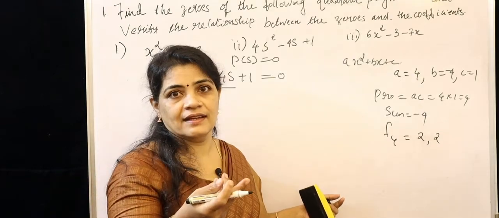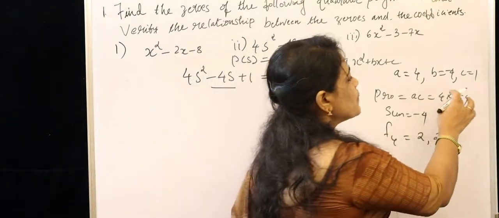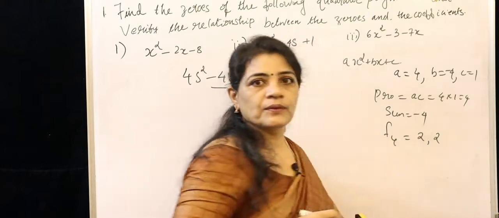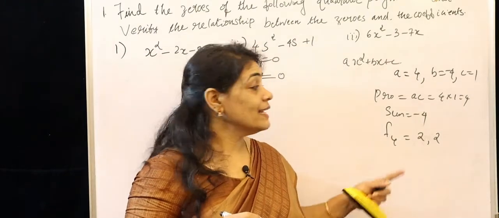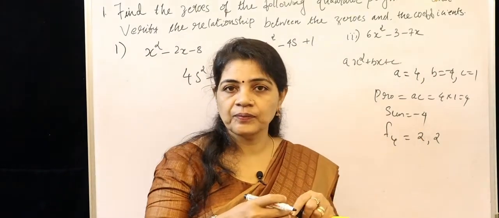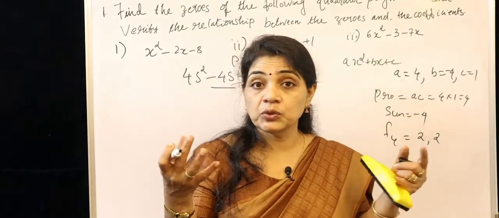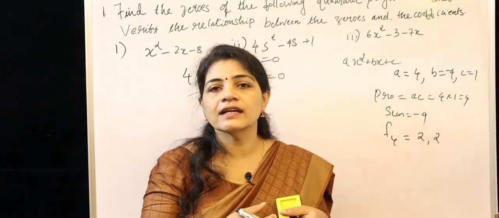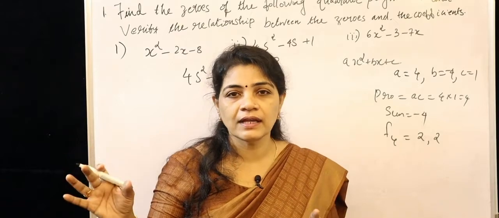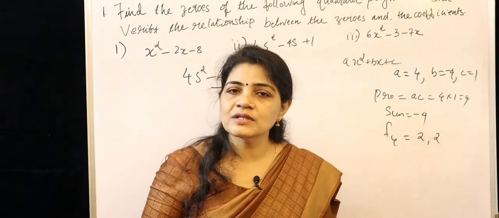Then look into the sign. See children, here the product is positive and the sum is negative. When we are adding two negative signs, we get the sum as negative, the negative sign will remain, and negative into negative is positive.